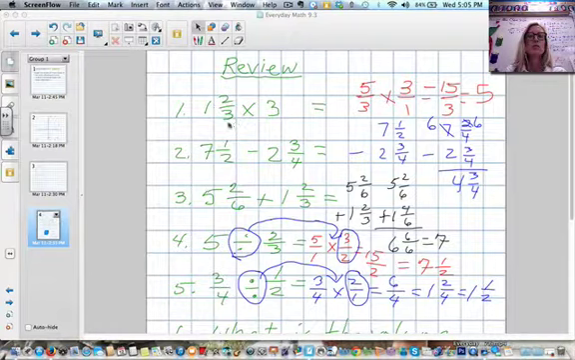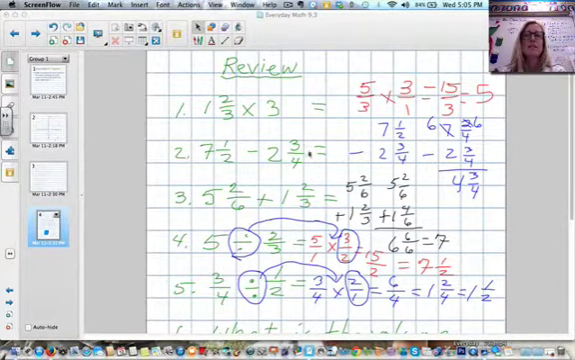So 1 2/3, we're going to convert that to an improper fraction. So 3 times 1 is 3 plus 2 is 5. So we get 5 over 3 times, and then we're going to change this to 3 over 1. So we write the whole number as a fraction, and now we can multiply straight across. Numerator times numerator, 5 times 3 is 15, and denominator times denominator, 3 times 1 is 3, 15 over 3, which equals 5.